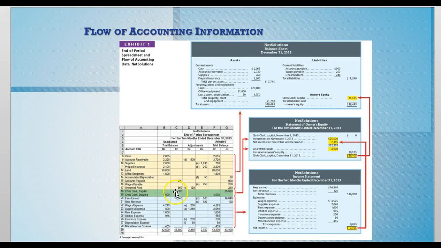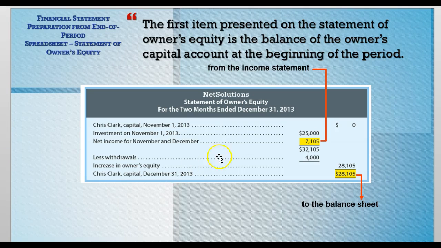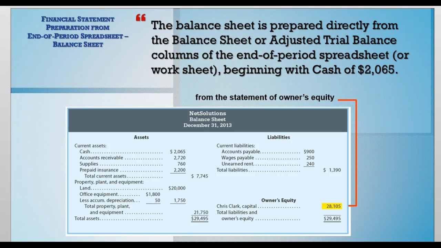The totals for these accounts will come directly off of right here. You've got your beginning here, and you have your withdrawals. So this is your beginning capital. And you are going to add that 7,105 income, first of all, to the capital. Then you need to remove what the withdrawals were from the owner and come up with a new capital for December 31st. That number then gets transferred to the balance sheet.